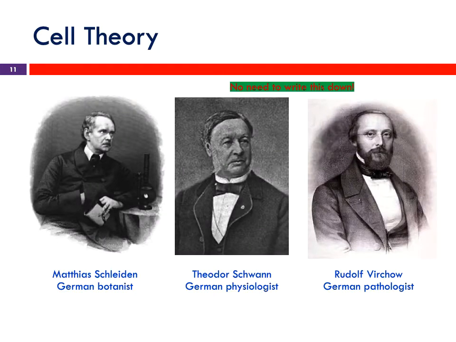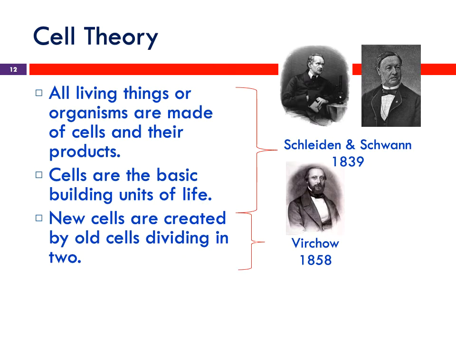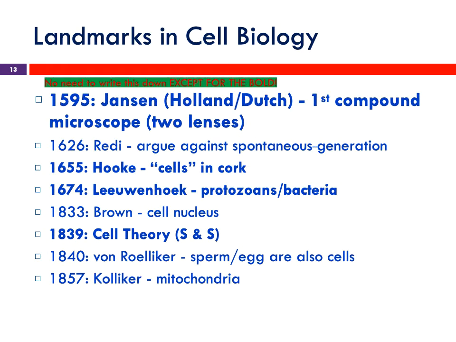The cell theory was generated by these three men, Schleiden, Schwann, and Virchow, and they were all German. The three parts of the cell theory: all living things or organisms are made up of cells and their products. Cells are the basic building units of life, and new cells are created by old cells dividing in two.